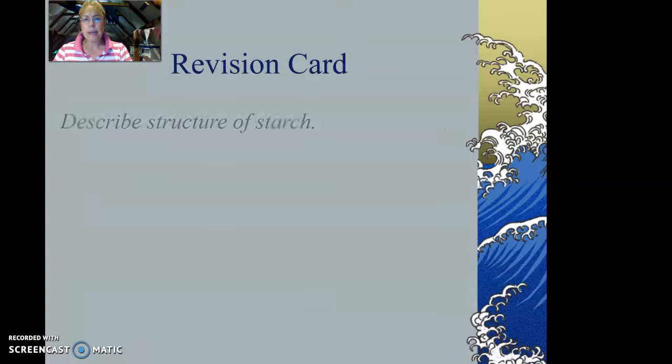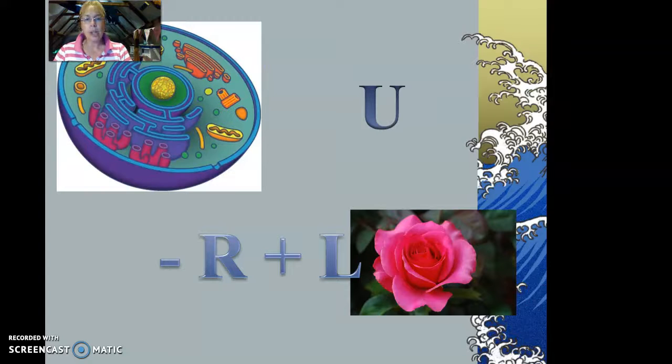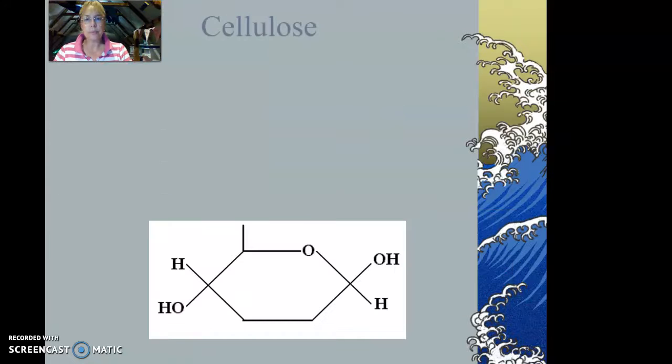Okay, so you had made your revision cards and hopefully you've shown now how brilliant you are with that. So let's go on to, yep, you got it, cellulose. Okay. Now, looking at this structure you have on the screen, what type of glucose molecule is that? Alpha or beta? And why?